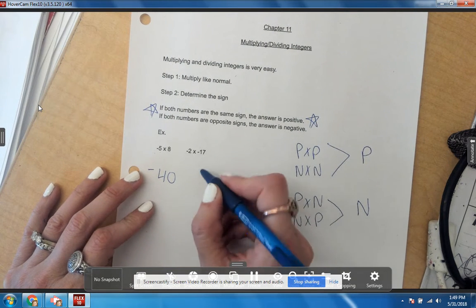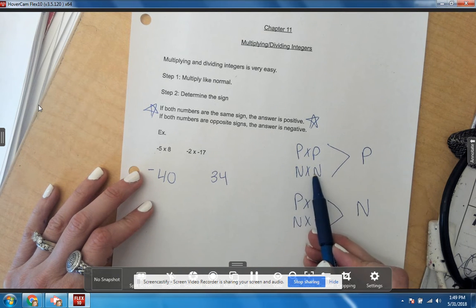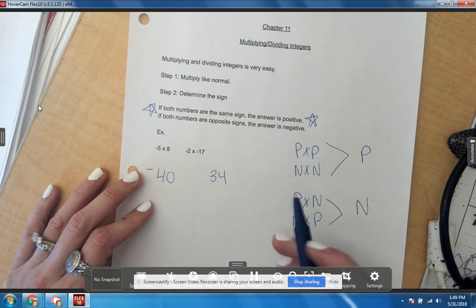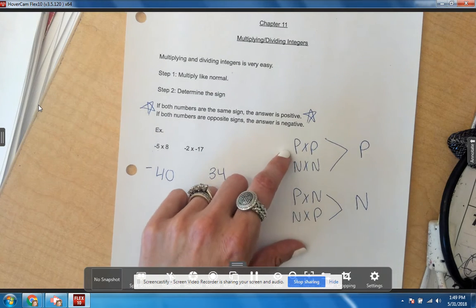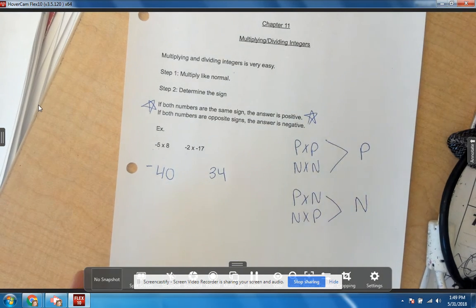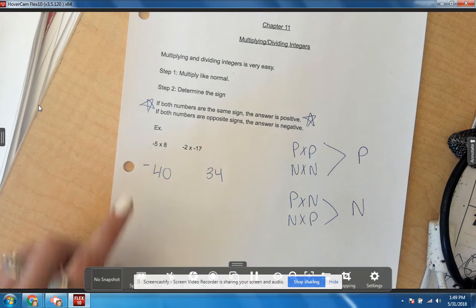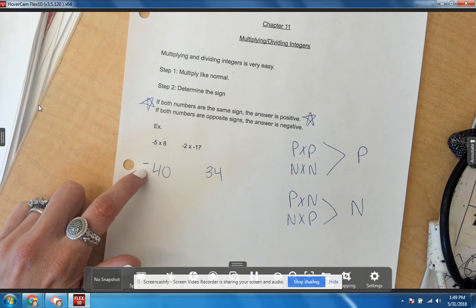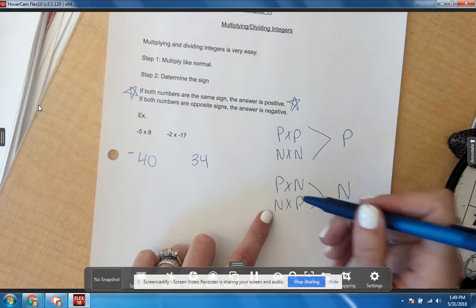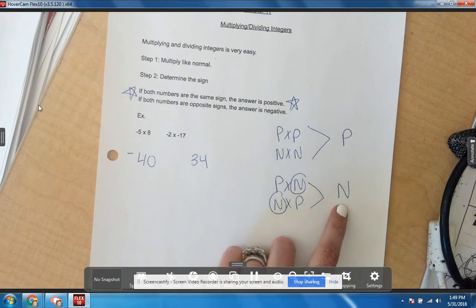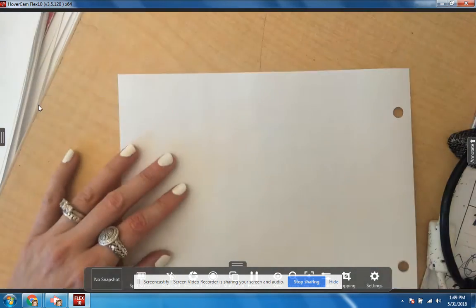Negative 2 times negative 17. 2 times 17 is 34. We have a negative times a negative, so your answer is automatically positive. So positive 34. Okay, so make sure you wrote this down so you have these rules. So basically it's regular multiplication, regular division. If one number is negative, then the answer is negative. Otherwise, the answer is positive no matter what. So if one number is negative, answer is negative. Otherwise, answer is positive.